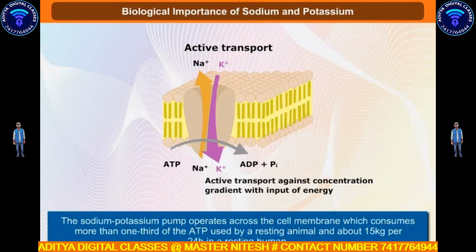The sodium-potassium pump operates across the cell membrane, which consumes more than 1/3 of the ATP used by a resting animal, and about 15 kilograms per 24-hour in a resting human.